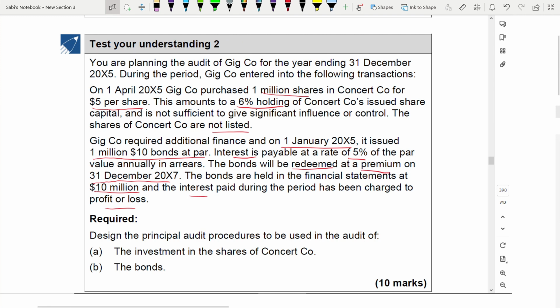So for the bond and the investment in shares, you have to design audit procedures worth 10 marks. Whenever a question like this comes, where they just give 1 mark but 2 requirements, divide equally: 5 procedures for shares, 5 for bonds. Rather than wasting so much time writing the procedures, since audit procedures are just a list, I've copy pasted the answer. So I will take you through it.